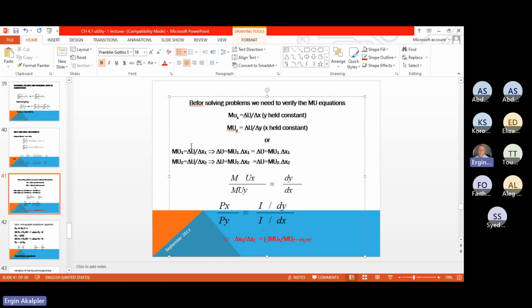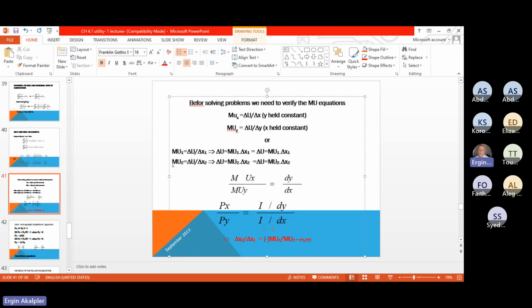As indicated here, the marginal utility of 1 is equal to delta u over delta x1, and the marginal utility of 2 is equal to delta u over delta x2. Upside down this, as I mentioned to you, you multiply it with delta x1 on both sides, and you get delta u, the marginal utility of 1 multiplied by delta x1.